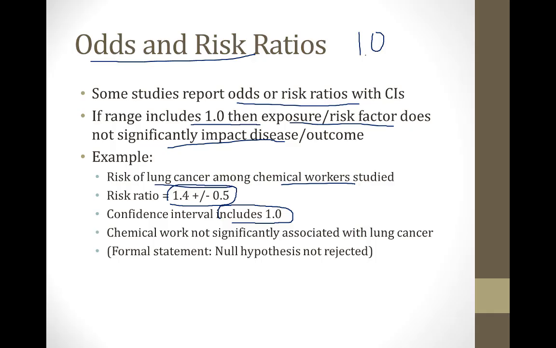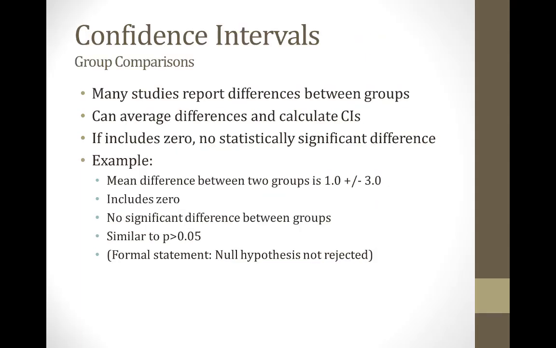The formal statement would be that the null hypothesis is not rejected. I talk about this in the module on hypothesis testing. But the bottom line is if you're ever shown a risk or odds ratio with confidence intervals, check to see whether or not the confidence intervals include the number 1. If they include the number 1, then it means the exposure risk factor is not significantly associated with a change in disease rates.